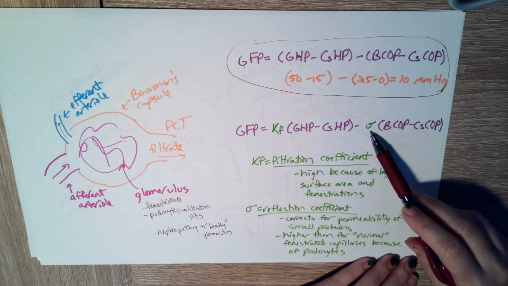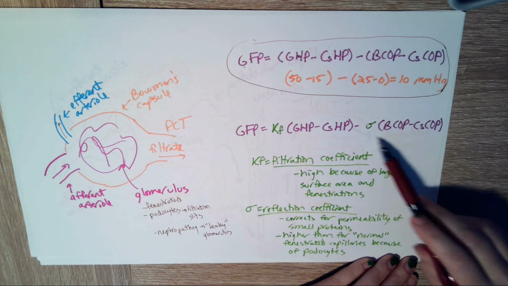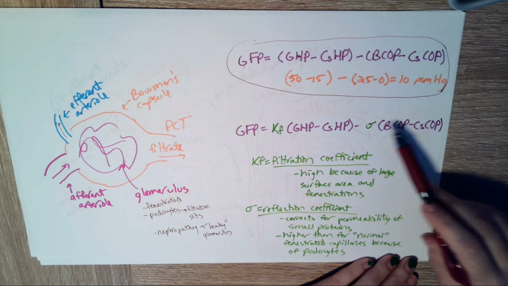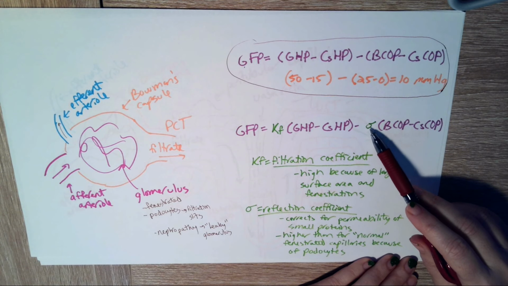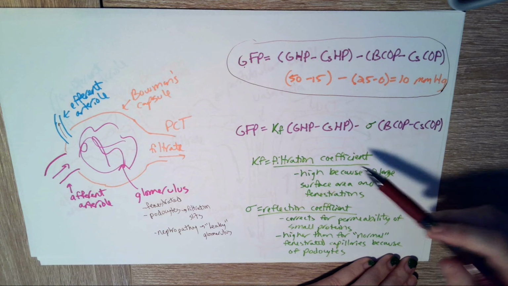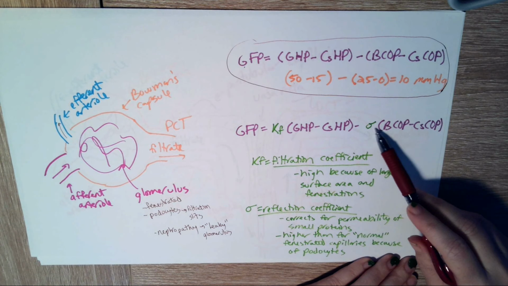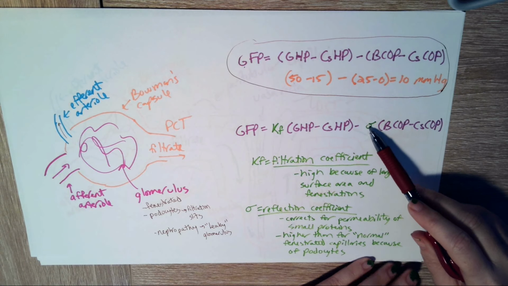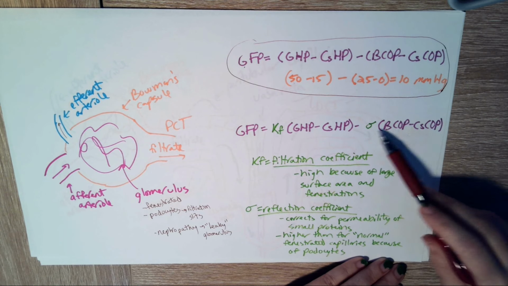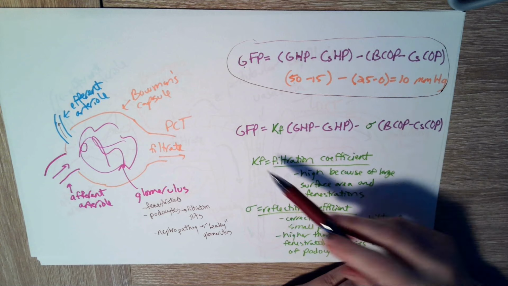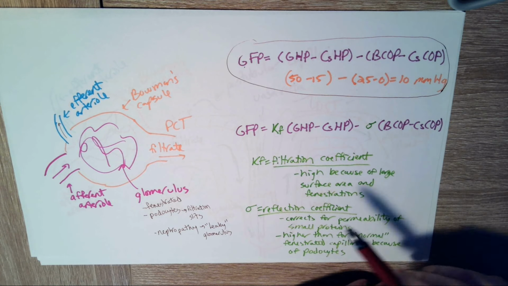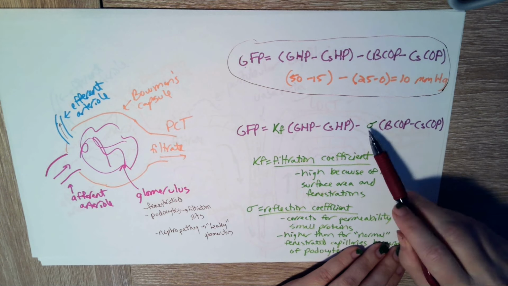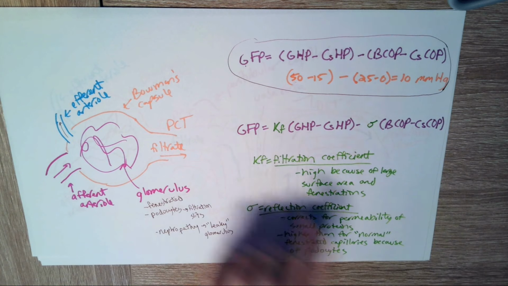Now for the reflection coefficient, this is altering the entire net colloid osmotic pressure. So if we think of this being a larger number here, that's going to decrease the glomerular filtration pressure because you're subtracting a larger number. If this was a smaller number, like say 0, it would make this whole thing 0, which would then tend to increase this, okay, since you're subtracting a smaller number from the total.